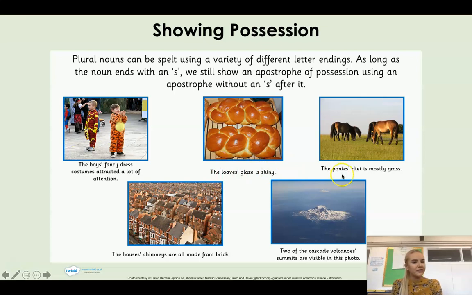Now ponies is quite different because here we have two ponies, so it's multiple, and they have possession over the diet. But when we write pony out normally, how do we spell that? That's right, we spell it P-O-N-Y for one pony. But we can see here that when we have a plural noun, sometimes the spelling changes, and it's really important to look out for that. And we can see two more examples here, and look, one of our key words. Two of the Cascade volcanoes' summits are visible in this photo. So the volcanoes, two of them, they have summits, they own them, okay?